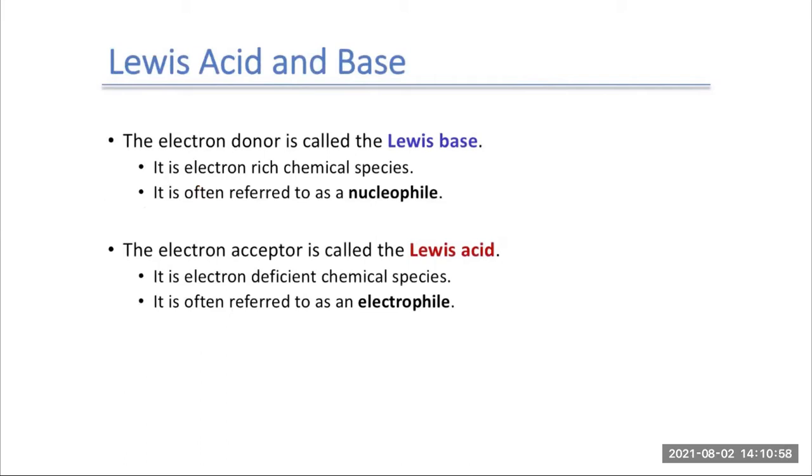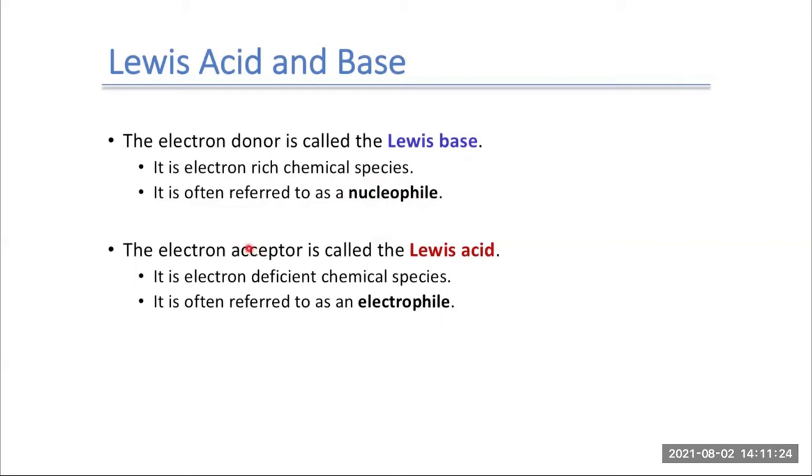For now, we can think our Lewis base is the electron donor. So it's the species that's electron rich. We also call this a nucleophile. So our Lewis bases are nucleophiles, and they donate the electrons. They're the ones that essentially are doing the attacking. They're the ones that have the electrons that create the bond.